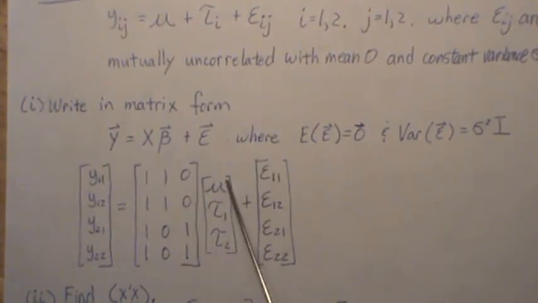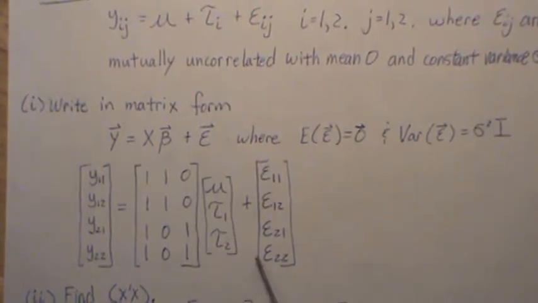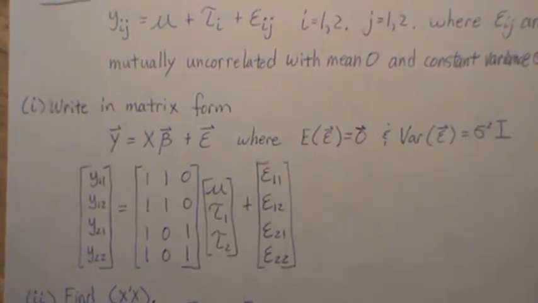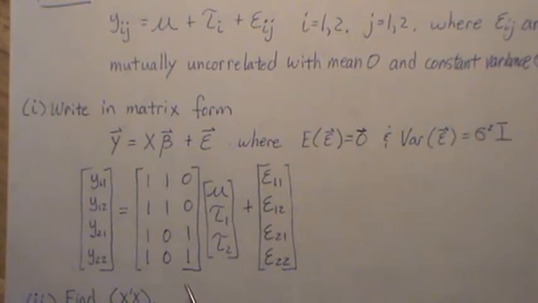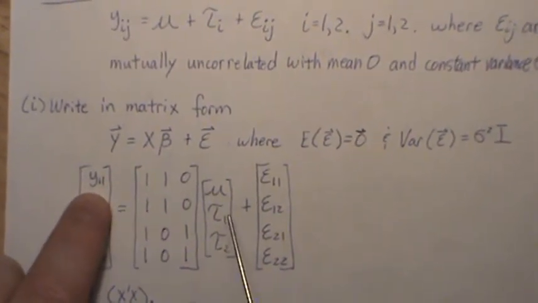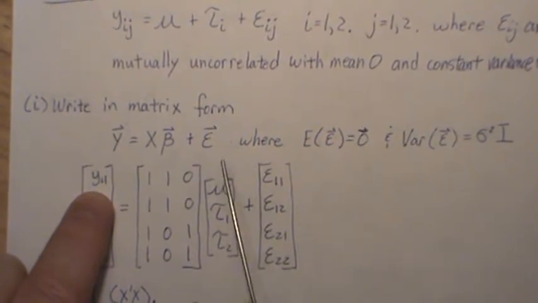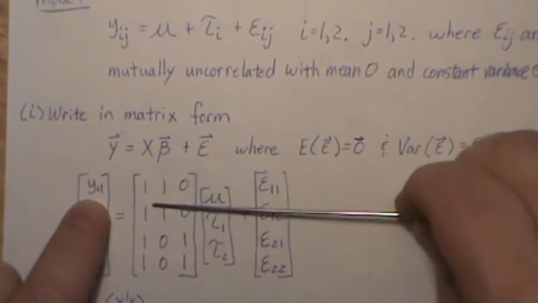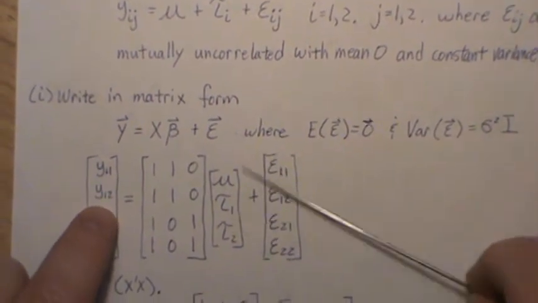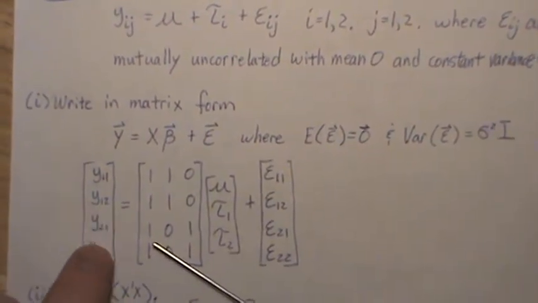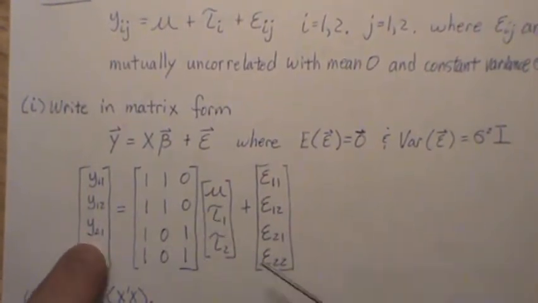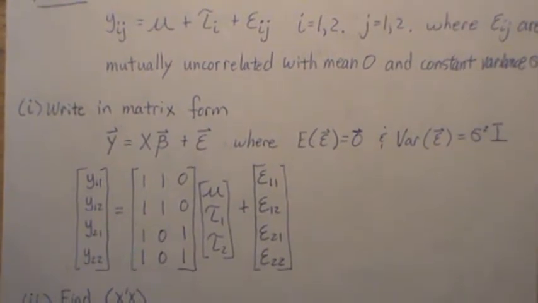The beta vector is mu, tau 1, tau 2. Of course the epsilon vector is epsilon 1 1, epsilon 1 2, etc. But the design matrix, this one is in group 1, which is tau 1, not tau 2. So when we do this multiplication, we get mu and tau 1, and the same way here, mu and tau 1. But this one jumps to group 2, so that's a 0 and this is a 1. So this is the design matrix.